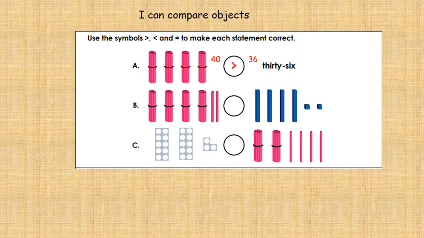B, there are 4 10s and 2 1s. This makes 42. And I can see 4 sticks of 10 and 2 1s. This also makes 42. So I will use equal to compare them.